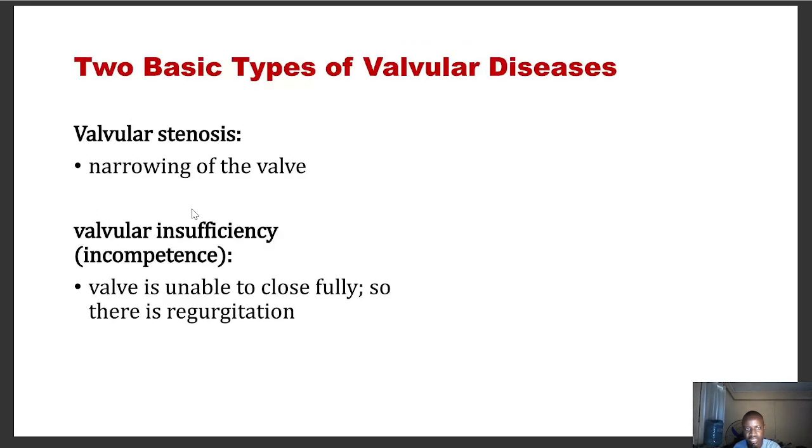So what are the two basic types of valvular disease? Remember, while we were auscultating and listening to the heart sounds, we mentioned issues with valvular disease. One is valvular insufficiency, which we also refer to as incompetence. Then there is valvular stenosis. Don't forget about these terms. Valvular stenosis means the valve starts to narrow. But valvular incompetence means the valve is unable to close fully, so we're having issues with regurgitation. That's why we talk of valvular incompetence.